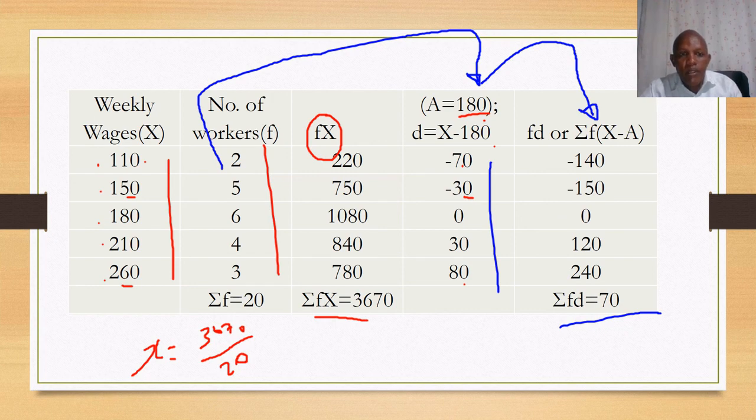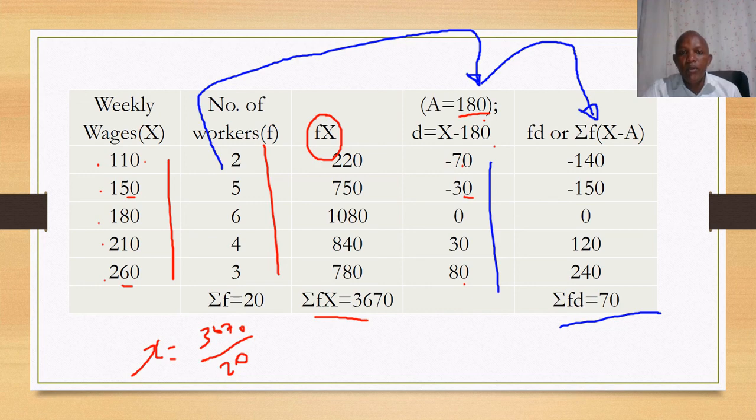Remember, this is frequency. Now, if I was using the direct method, then I would just get the sum of the product of values of x and the frequency, and then get this, so that your x bar, if you're using the direct method, will simply be 3670 over 20. That's how you get it.